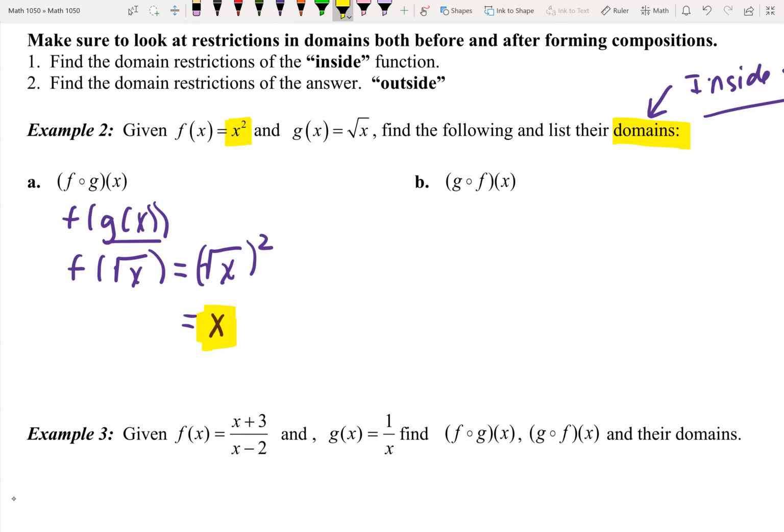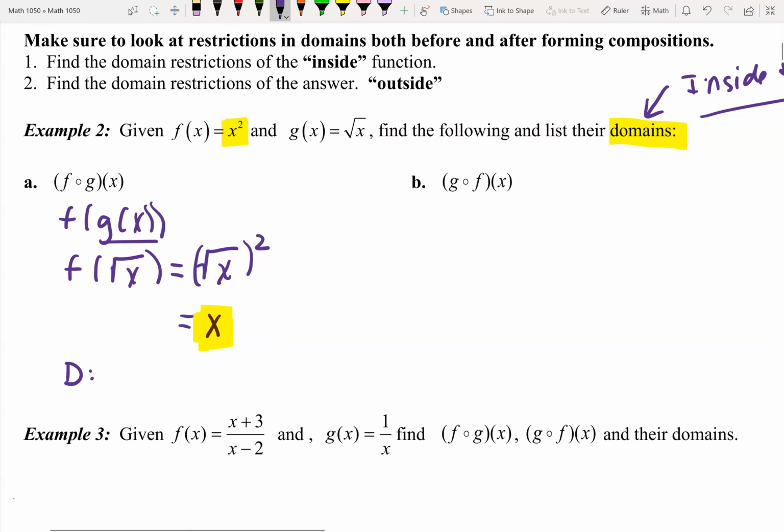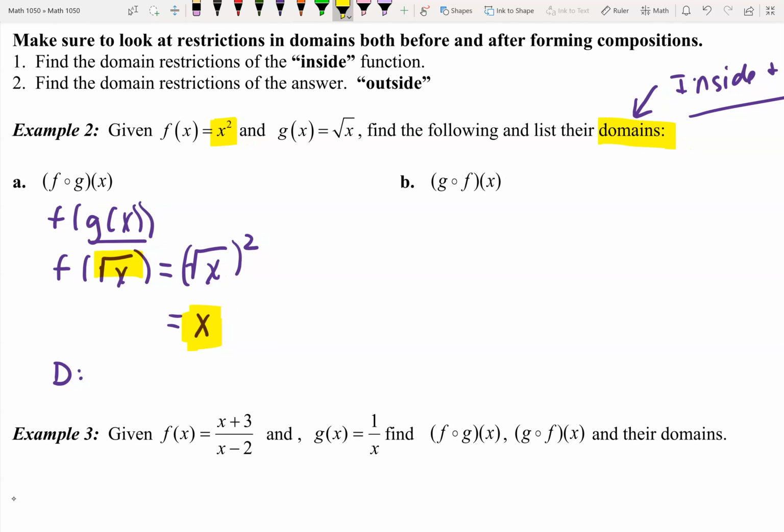Okay, done. Who says I'm with you so far? I'm totally good with that. Okay, now look at the domain. If you look at the answer, I don't have an even root, no even roots on the bottom, no fractions, nothing weird. It looks like it's everything. That's what came out. But you also have to look at what came in. What I'm talking about, what came in, is what you plugged in to f of x.